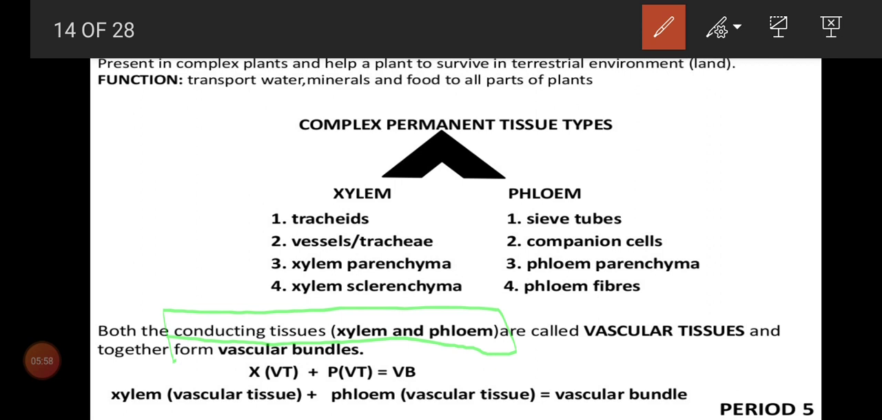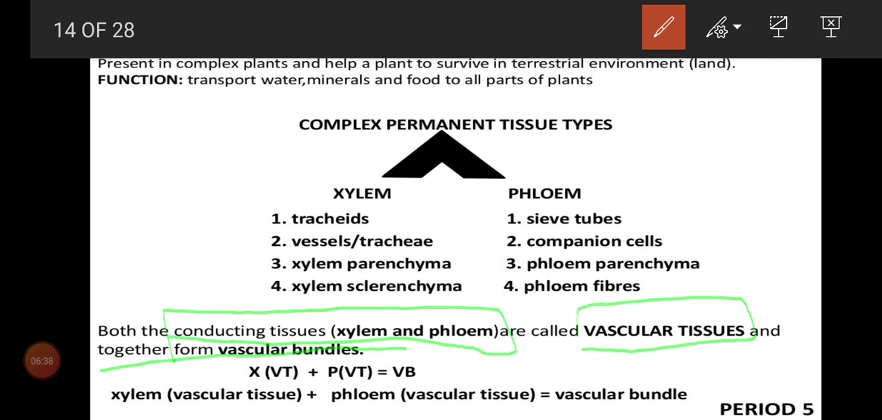And what is the synonym or equal term for conducting tissues? Vascular tissues. We learned in lower classes, in grade 6, regarding vascular tissues. Xylem and phloem, we can call them vascular tissues. Why? Because these only carry water, food and minerals. And xylem and phloem together will be in one bundle, so we call it a vascular bundle. Xylem and phloem together form bundles. That's why we call them vascular bundles.